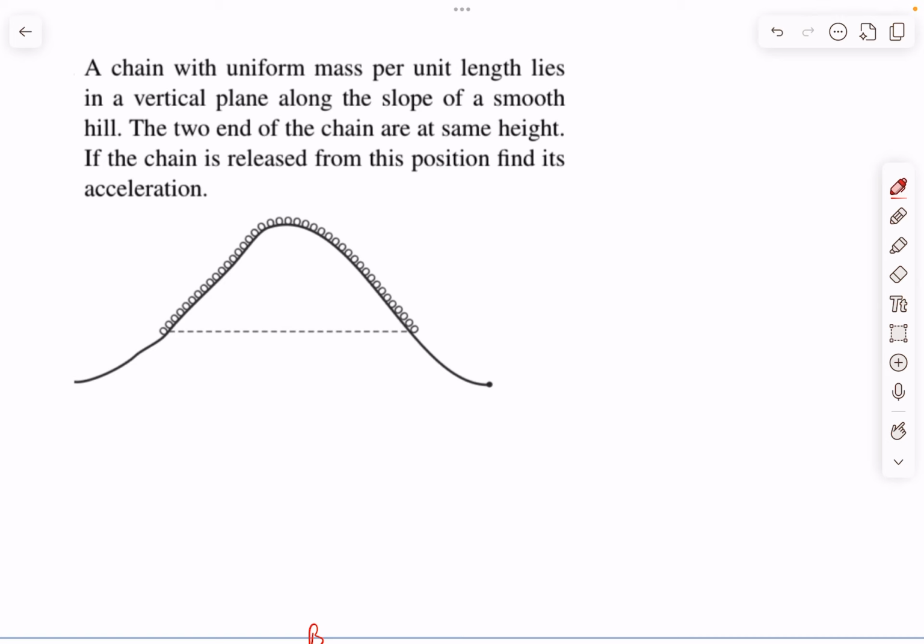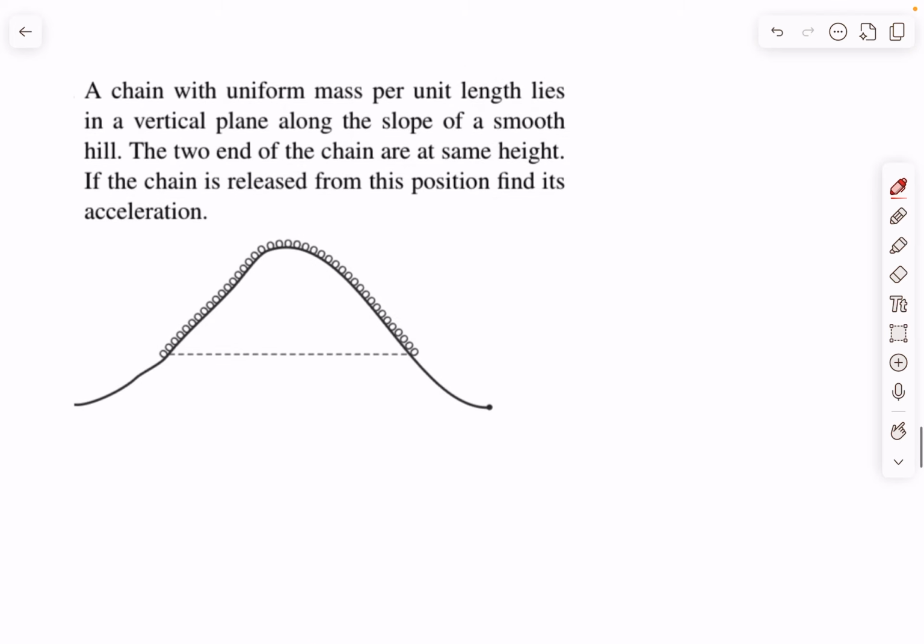Hello everyone, this is a problem from mechanics. A chain with uniform mass per unit length lies in a vertical plane along the slope of a smooth hill. Smooth hill is there, so basically there is no friction between the chain and the hill, so it is free to slide. The two ends of the chain are at the same height.